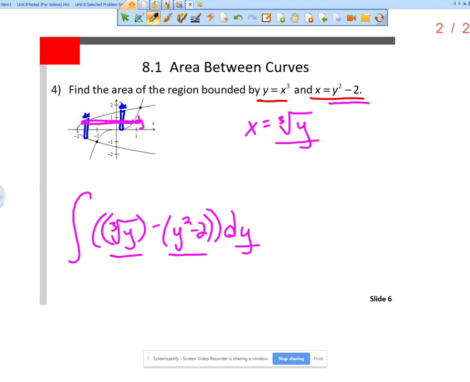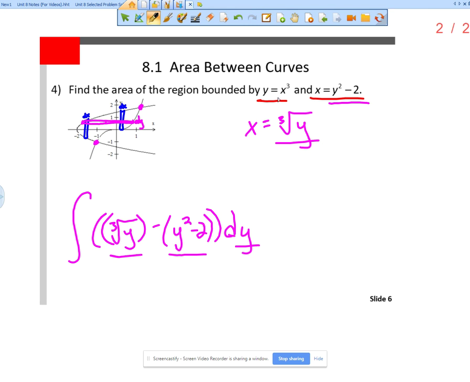The next thing we need to figure out is the limits of the integral. This is one where we cannot do it algebraically, or if we did, it would be a 6th-degree polynomial, which is pretty annoying. So we're not going to be able to do that. What we need to do is use our calculator. We have to type the graph into our calculator so that we can find these points of intersection.